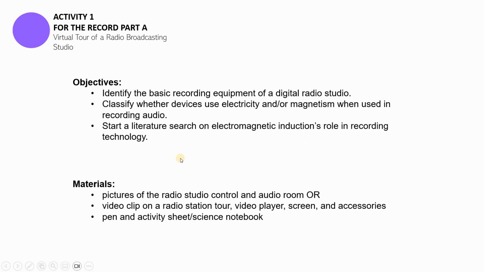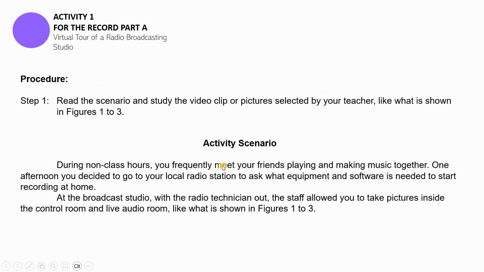The materials you will require in doing these activities for both Part A and Part B are the following. You have to have a picture of the radio studio control and audio room, or a video clip on a radio station tour, a video player, screen, and accessories. And then the last one is that you should have a pen and an activity sheet, or your science notebook will also do. Now, keep in mind that this is Part A.